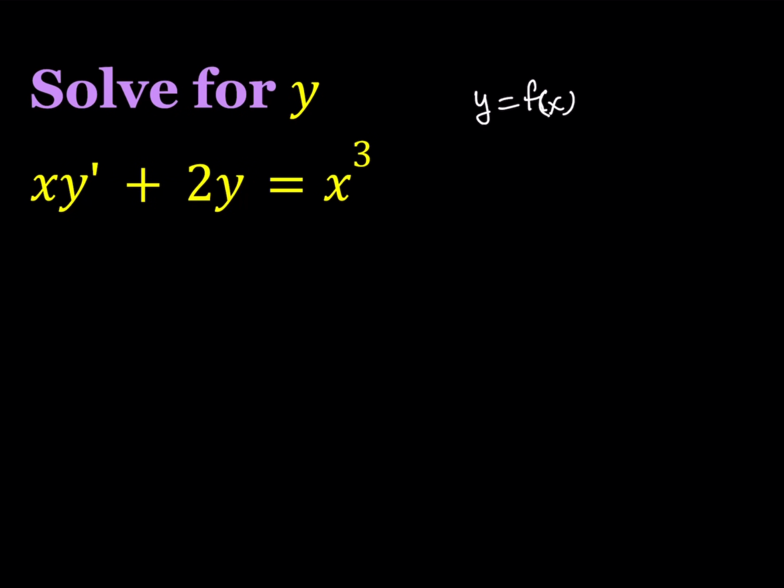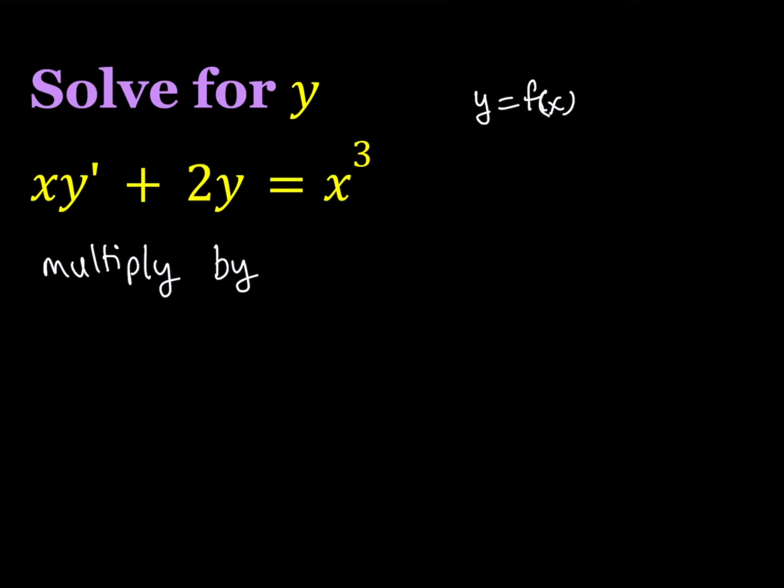Now, before you do that, take a look at this expression. We have x times y prime, which could look like the differential of a product, right? Or the derivative of a product, sort of, because we have the function times the derivative of something else. But the 2y doesn't really fit that pattern. So in order to make it fit that pattern, here's what we're going to do. We're going to multiply both sides by x.